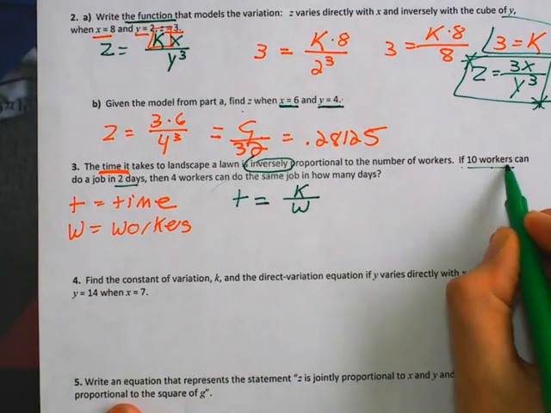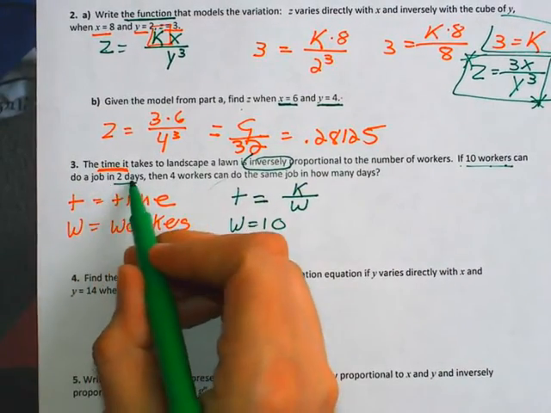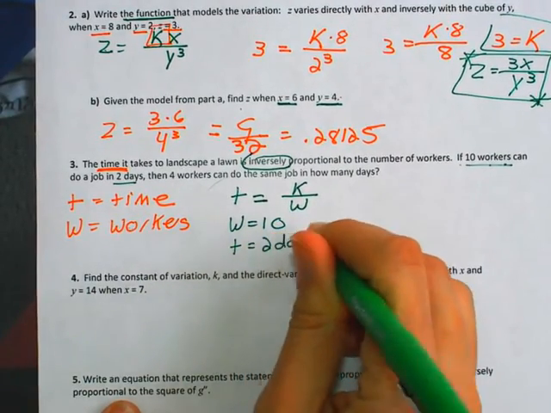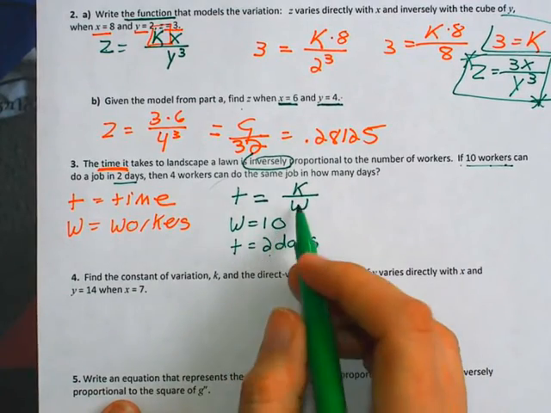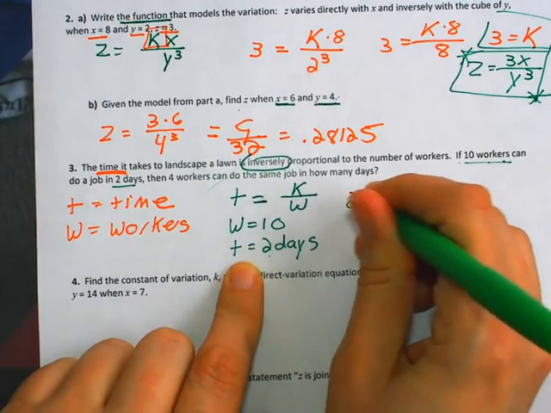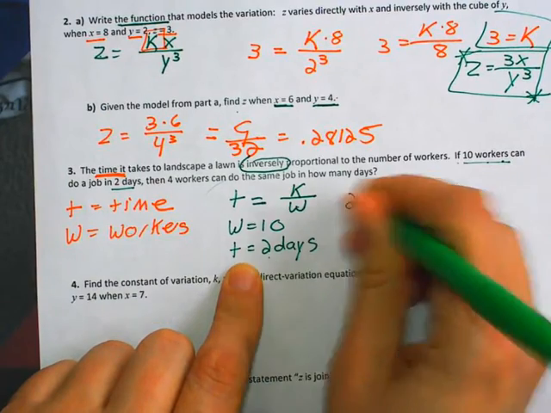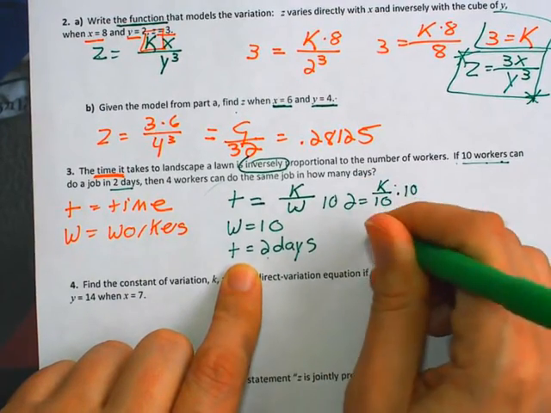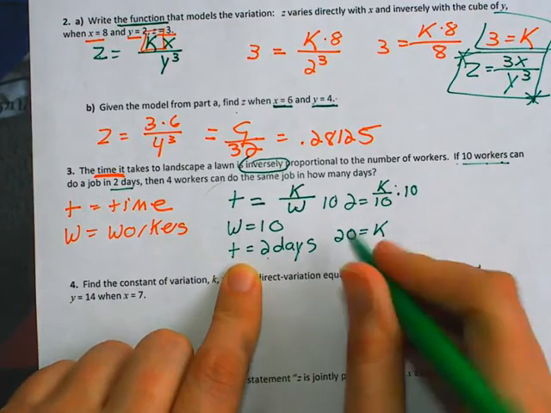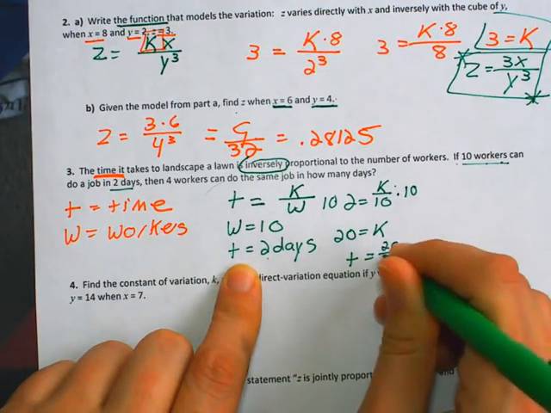If 10 workers, so I have W equals 10, can do a job in 2 days, so time equals 2 days. So this is enough information to find K. So let's go ahead and substitute that in so we can find K. So 2 equals K over 10, times 10 on both sides, because we're going to solve for K here. So K equals 20. So that's our constant. So our function would be T equals 20 over W.